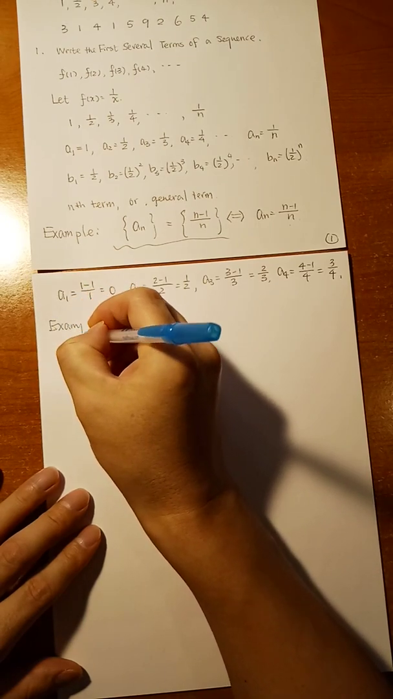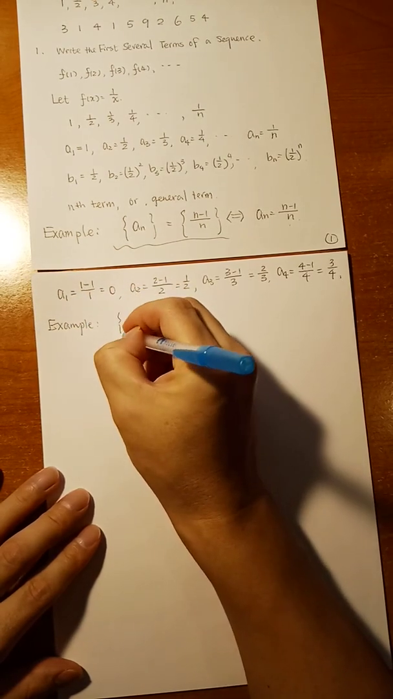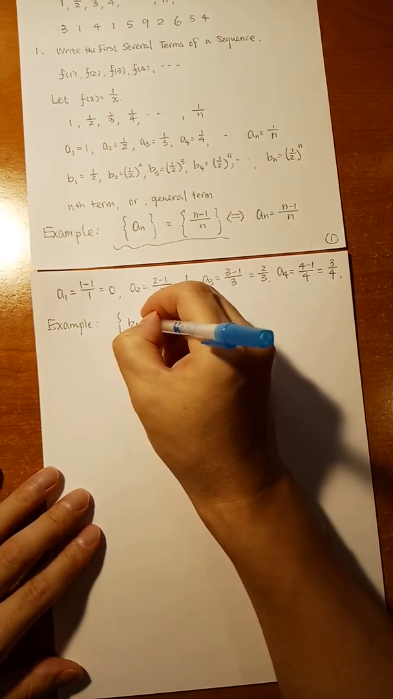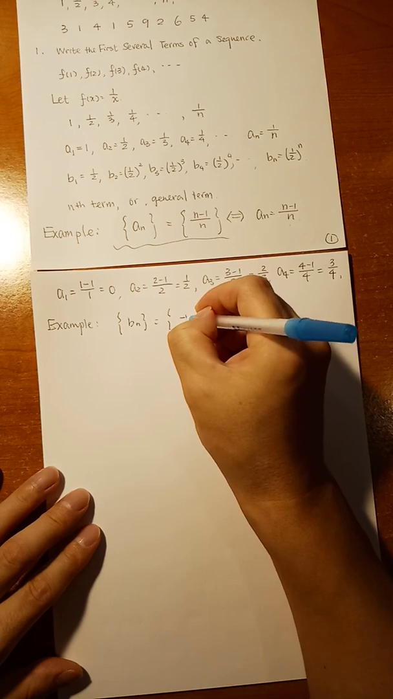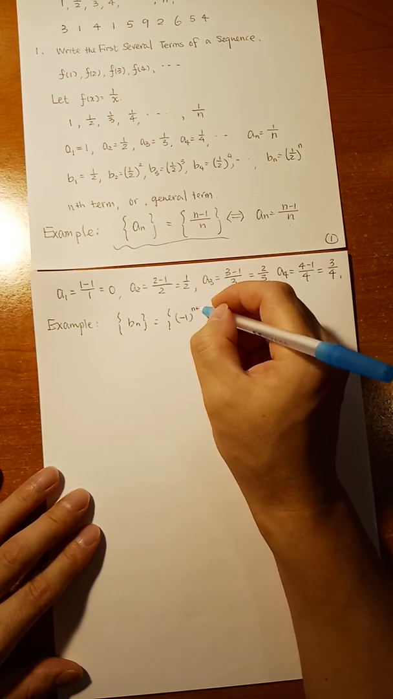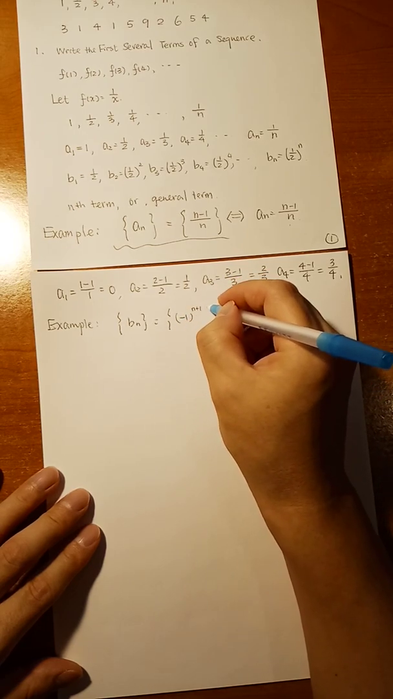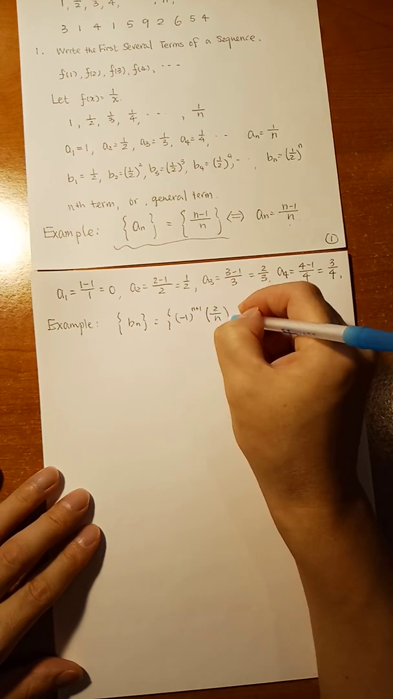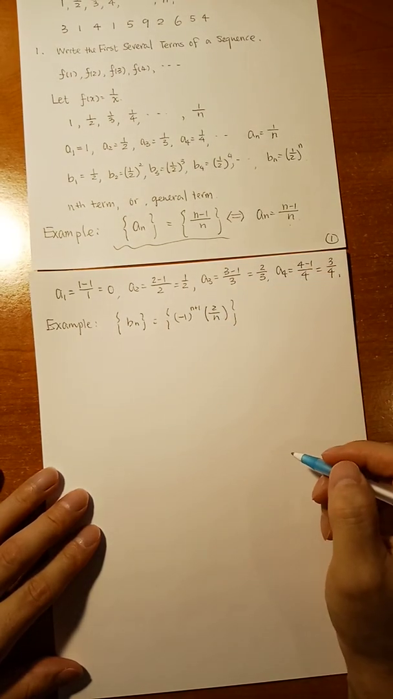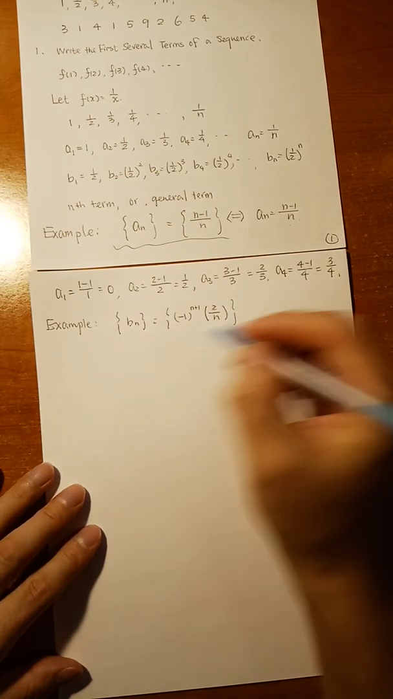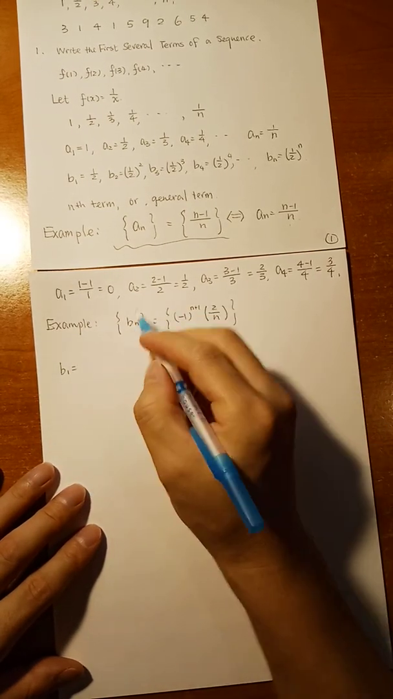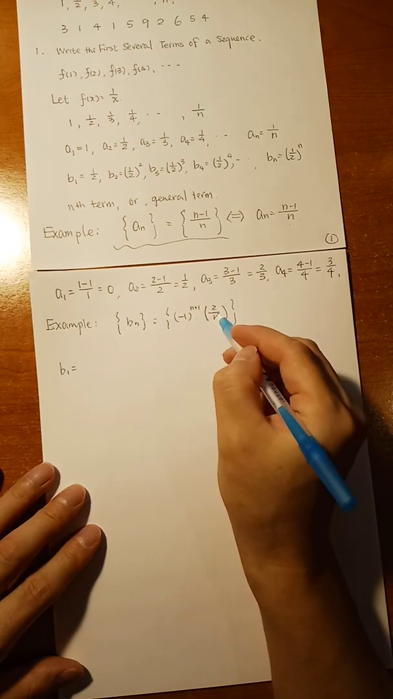Second, for example, if we write b sub n, the sequence b sub n as (-1) to the power n plus 1, times 2 over n. So this coefficient times this rational number. Okay, now let's evaluate. When n is 1, you just let n be 1.